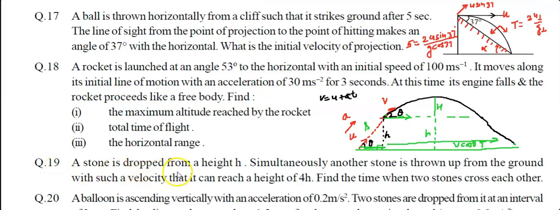Question number 19. It says a stone is dropped from a height h. Simultaneously another stone is thrown from the ground, and that can go up to 4h. Find the time when they are going to cross. So that's a simple question.